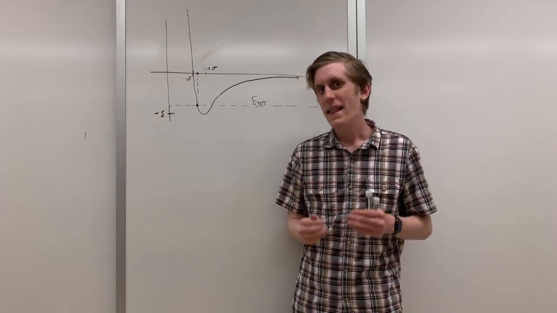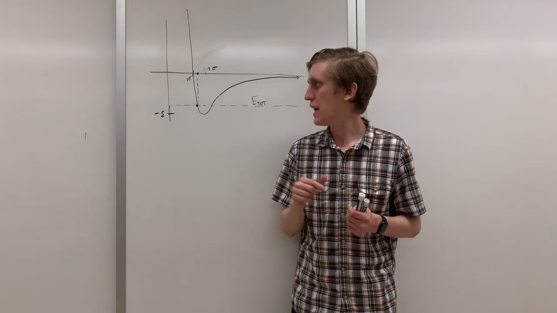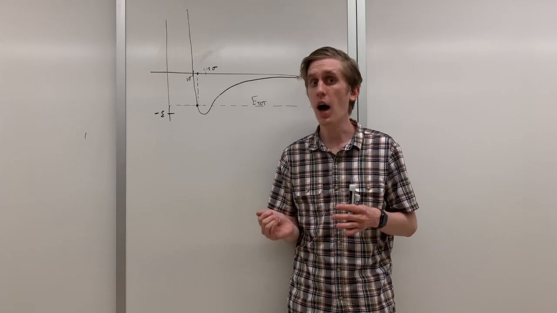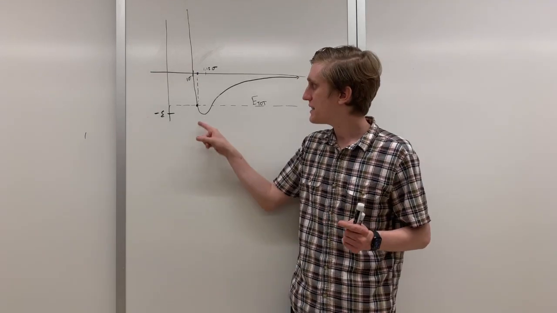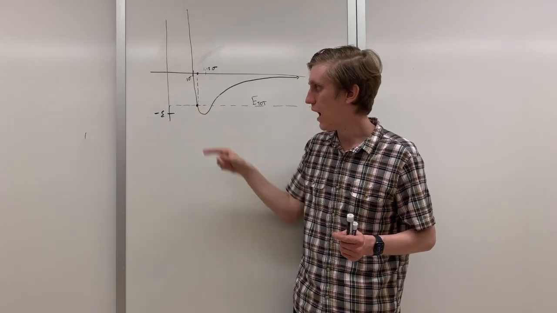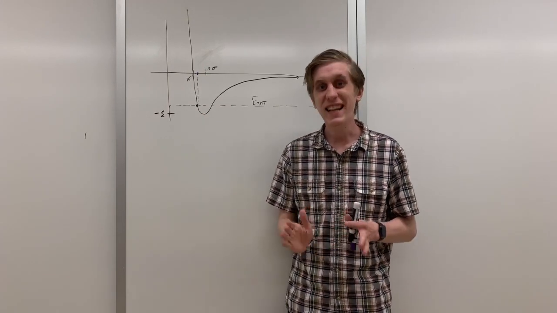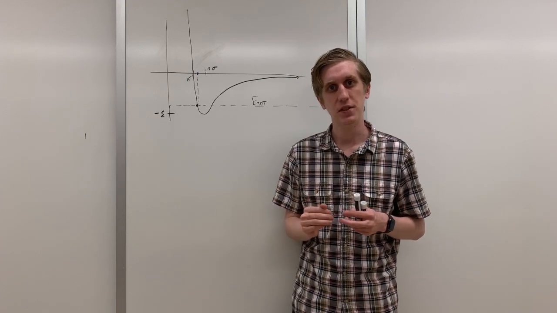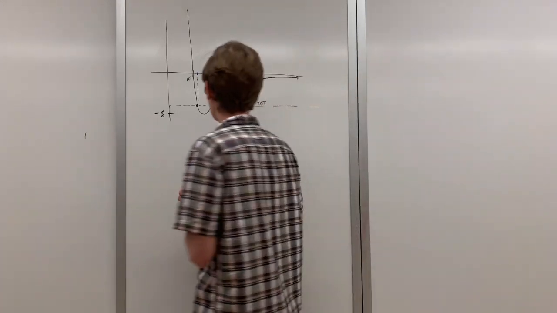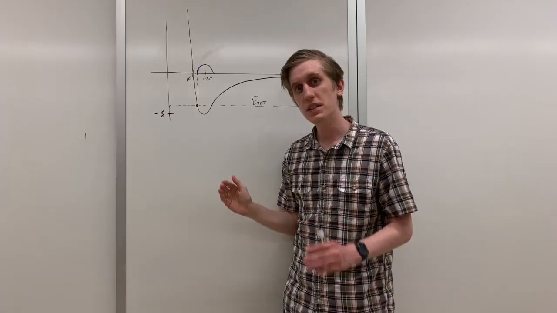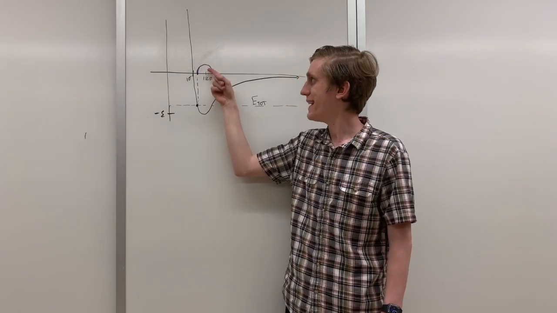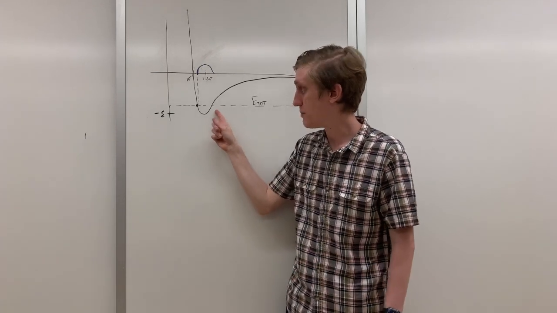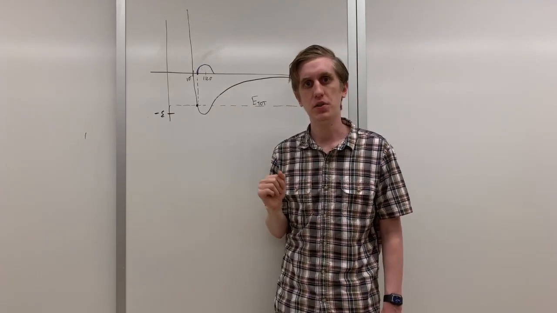Well, we know that the kinetic energy plus the potential energy always has to equal the total energy, which is a constant. So that means that if the potential energy is moving down as we go to the right, the kinetic energy must be moving up in order for those two things to cancel out. Once the potential energy levels out, the kinetic energy must level out too. And when the potential energy starts going back up, the kinetic energy must start going back down.